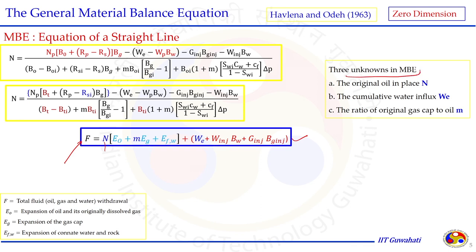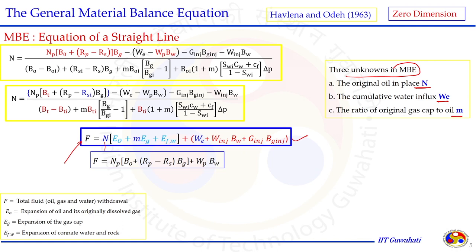So what are the unknowns in this equation? There are three unknowns in this material balance equation. N, that is the initial oil in place. We, how much water is getting influx into the control volume. And the ratio of the original gas cap to oil, M. So initially how much oil is there, initially how much gas is there, and how much water is getting into the control volume are the unknowns in this equation. So this equation can be adjusted for different cases depending on the types of the reservoir. That is the discussion for today's class.